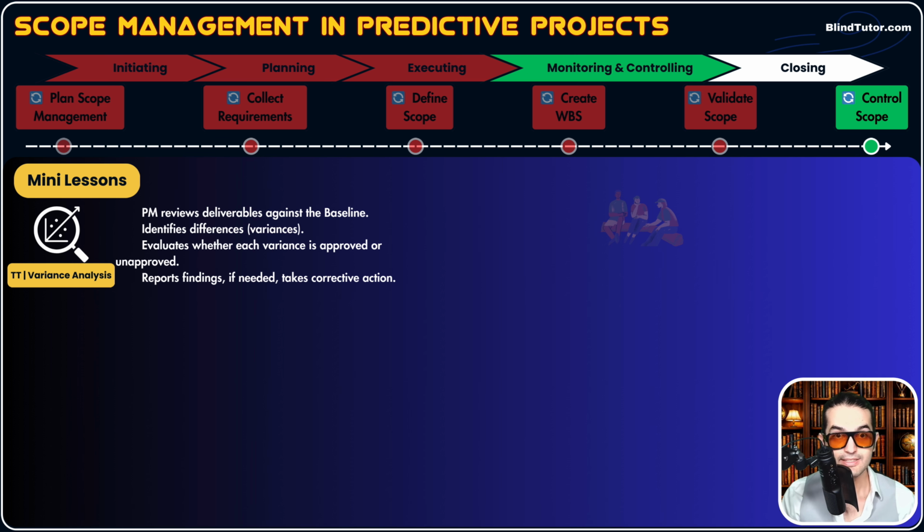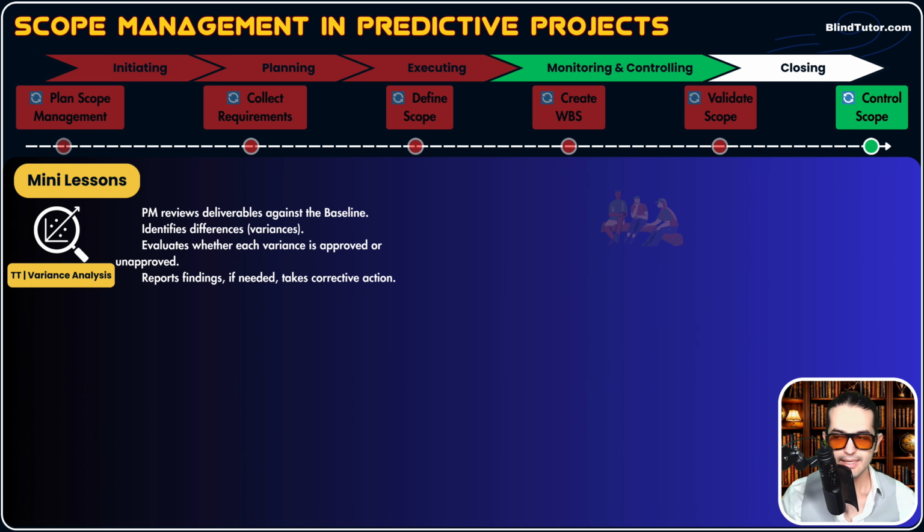So in step 3 of variance analysis, you evaluate each variance, because the planned work will be different from the actual work. You should go and see if that variance, that difference, is approved or not. And in step 4, you report findings, and if needed, you create change requests or take some corrective action. Let's elaborate with an example.